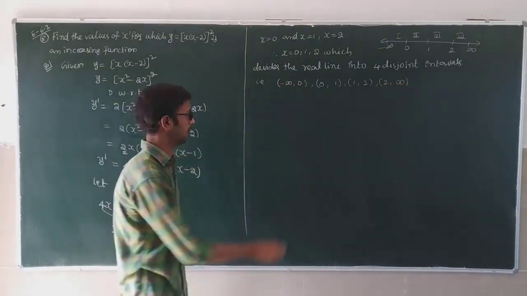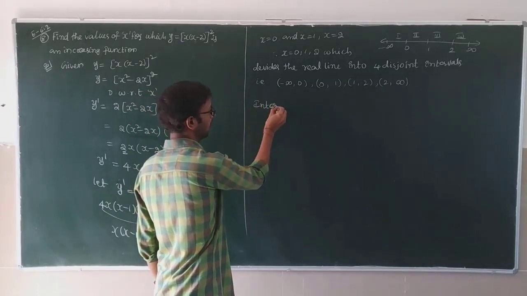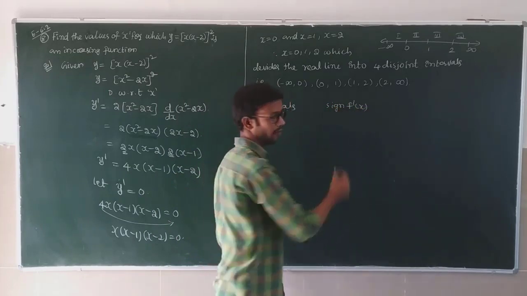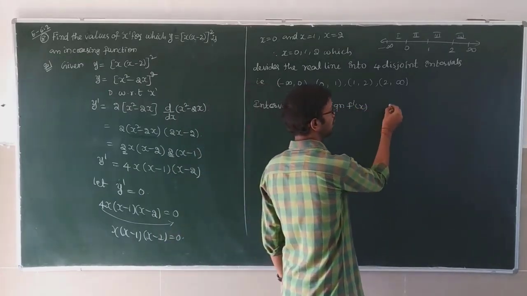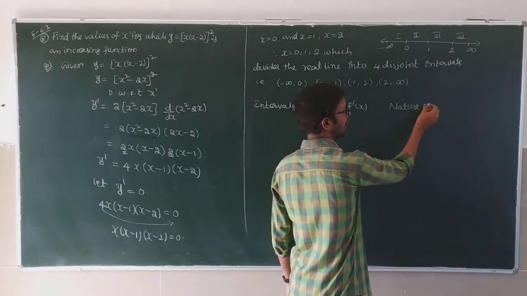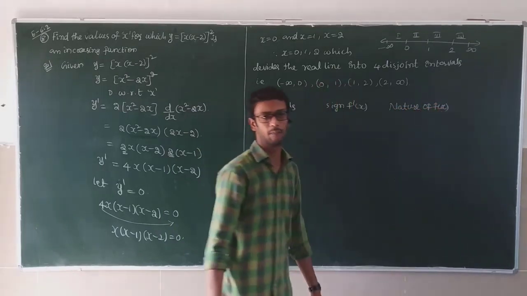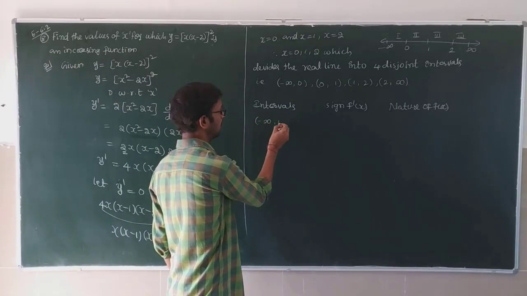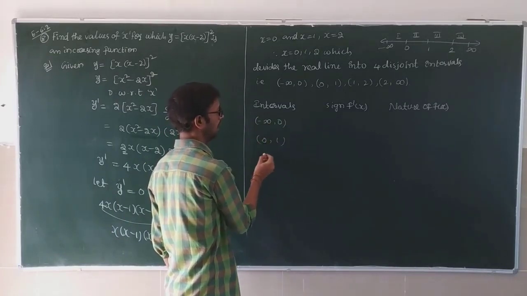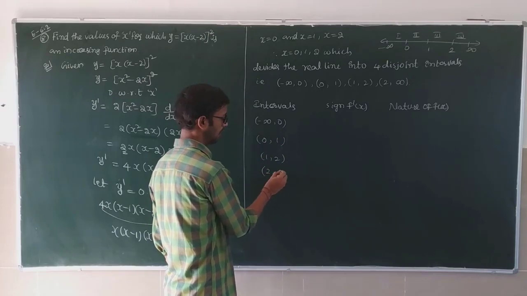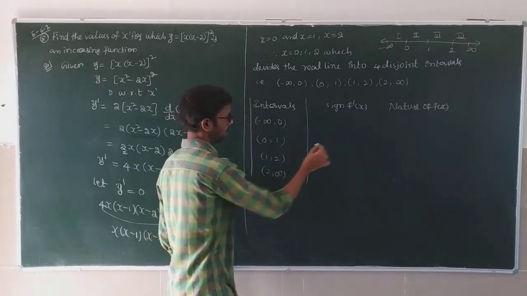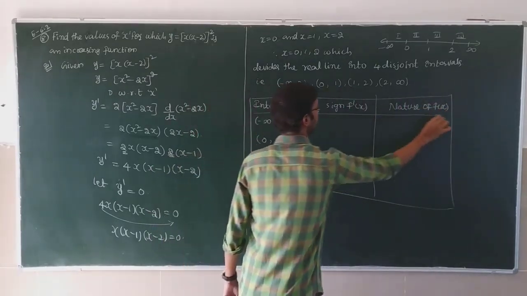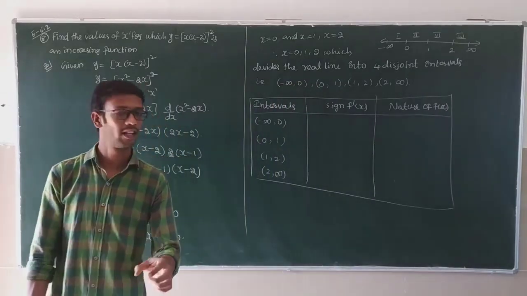So in the table, you write interval, sign of f dash of x, and next, nature of f of x. Same procedure for all problems. Interval finding is very important here: minus infinity comma 0, 0 comma 1, 1 comma 2, 2 comma infinity. So now take examples. Taking is also important.